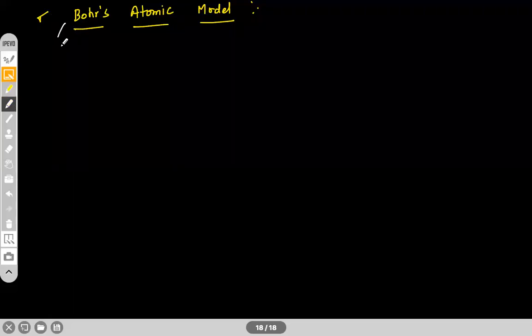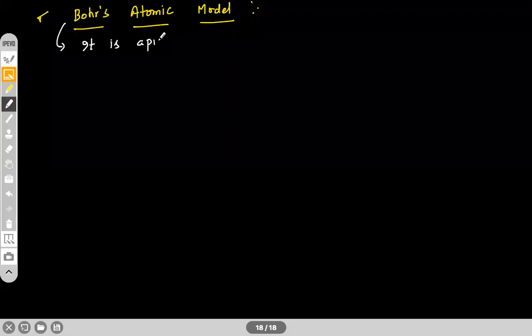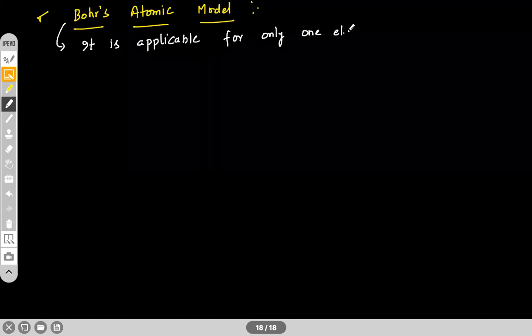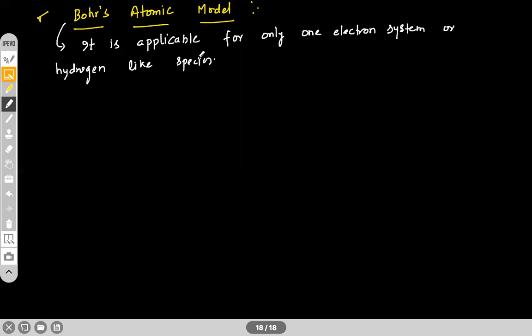So first of all, you should know what is the constraint. Write down, it is applicable for only one electron system or hydrogen like species. Okay, one electron system, hydrogen like species, means which has only one electron.